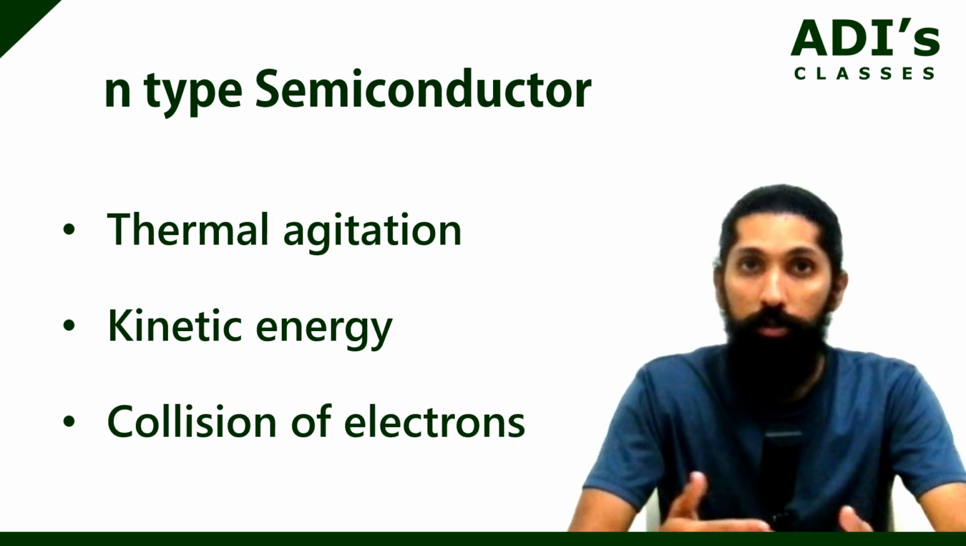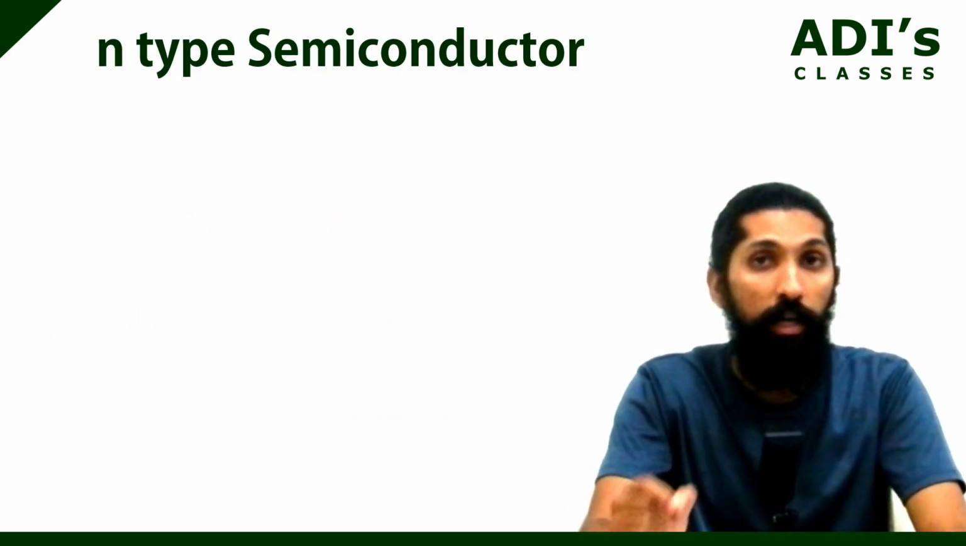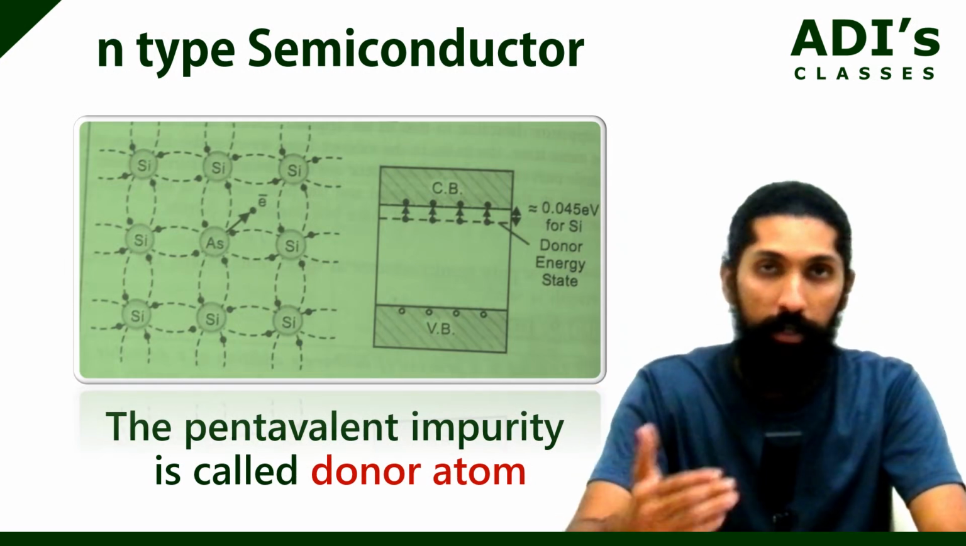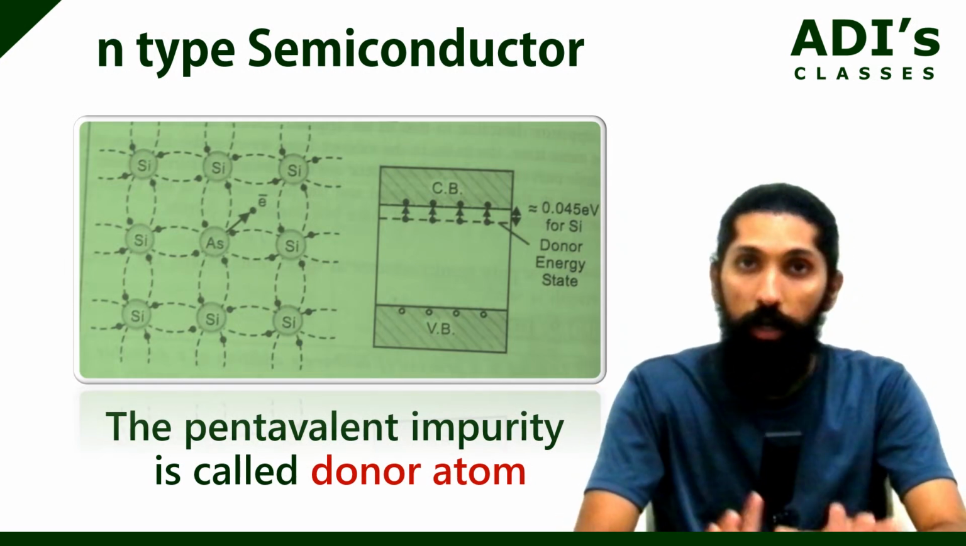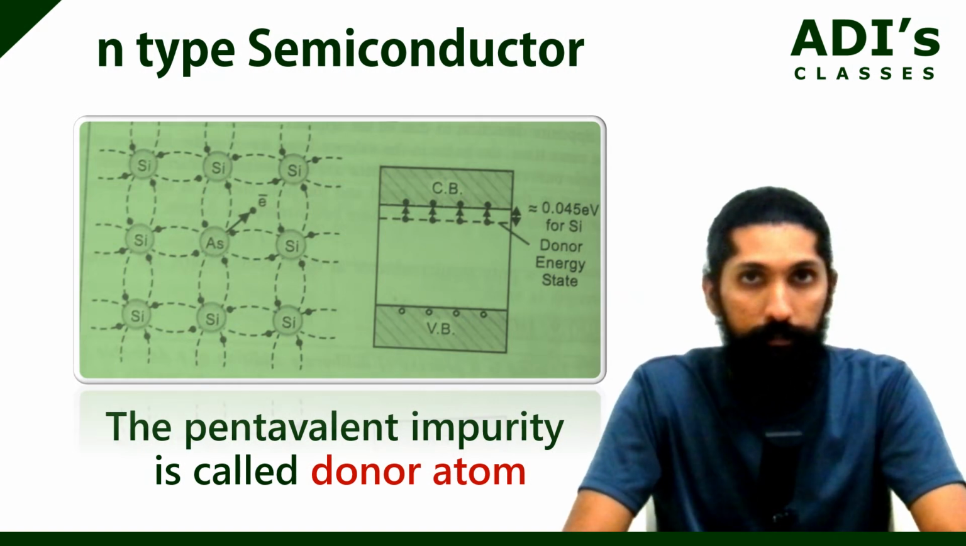Just to recap, in an N-type semiconductor, you have an extra electron. That's why we call it a donor atom. It donates the electrons. So electrons are the majority charge carriers, and holes are the minority charge carriers.